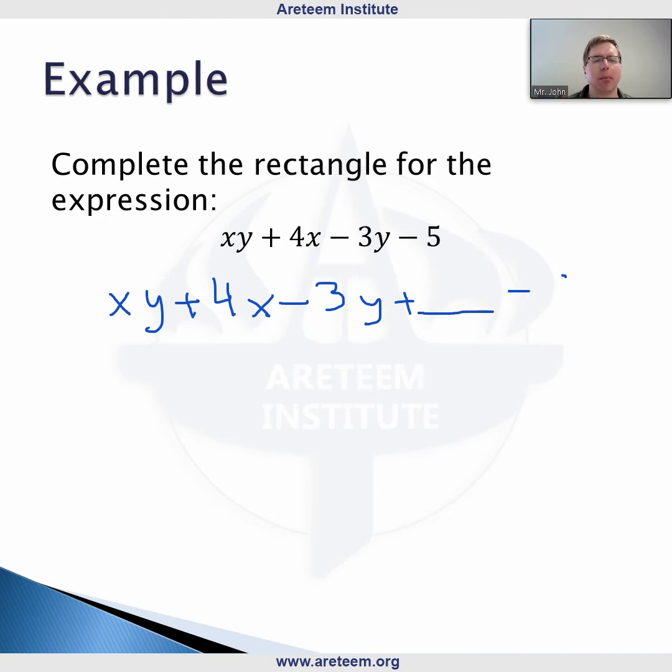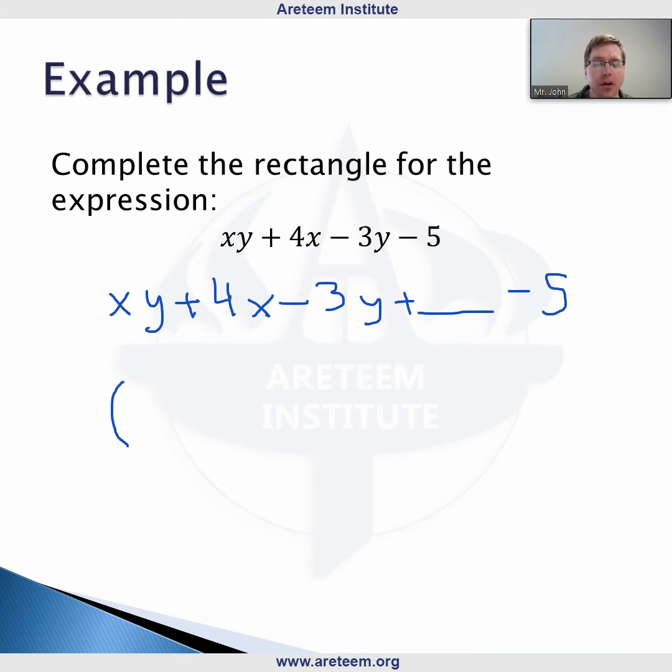And then we have our minus 5 in this case. So we leave room here for something to complete the rectangle, aka complete this so it factors. And then we're going to have to make sure we don't actually change our equation in the process at the end. Now, the picture is the same here.